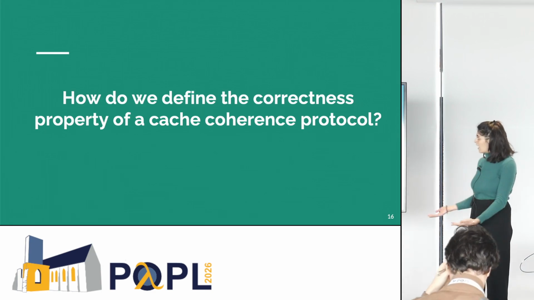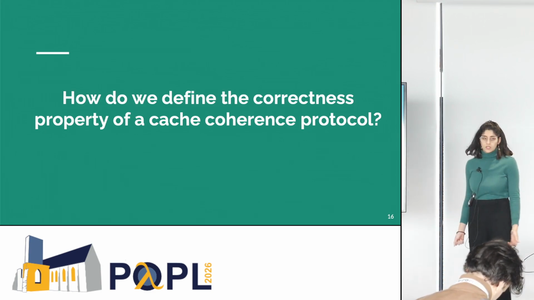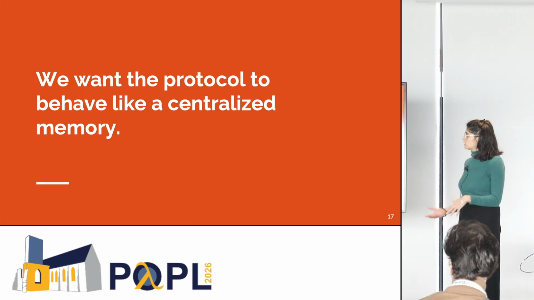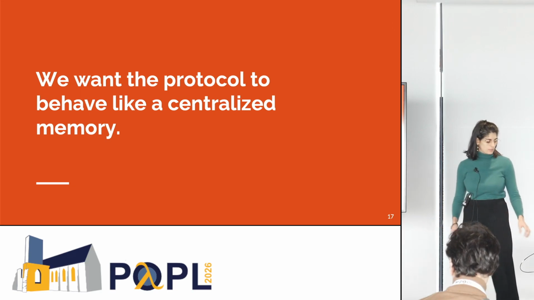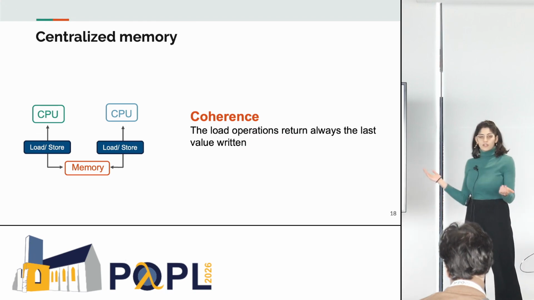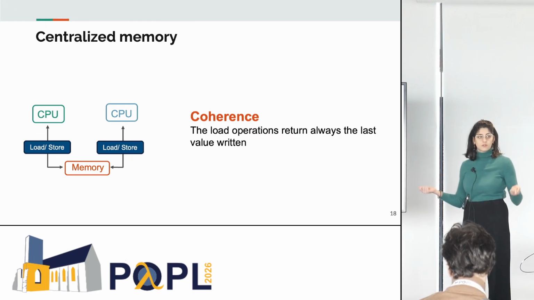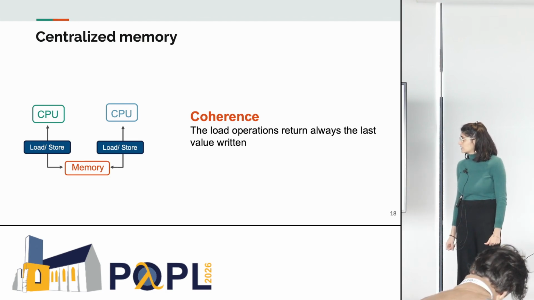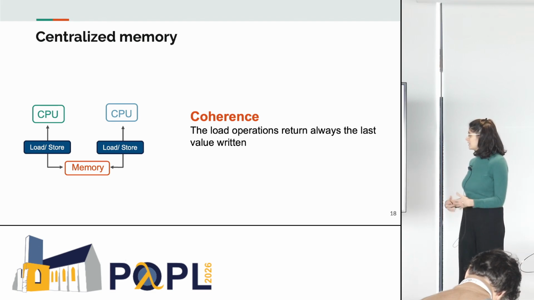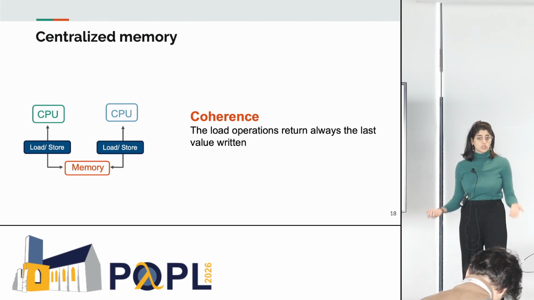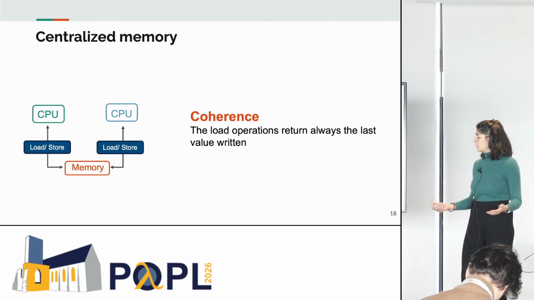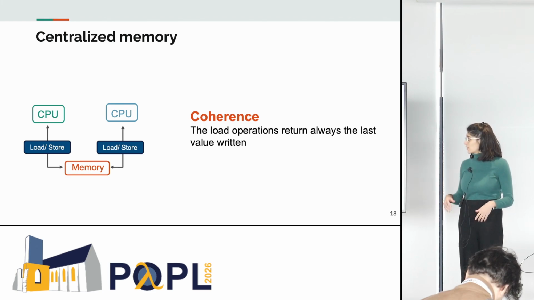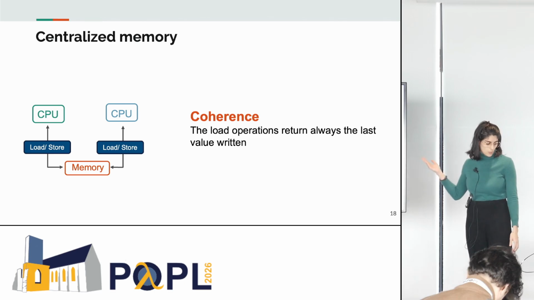how do we define the correctness properties of a cache coherence protocol? As I anticipated before, we want the protocol to behave like a centralized memory. In a centralized memory, we don't have caches, and the load and store operations are performed directly on the main memory. So one key property of a centralized memory is that it ensures coherence. What does it mean? It means that a load operation always returns the last value written. So we would like our cache coherence protocols to also ensure coherence properties, and this is why it's called coherence.